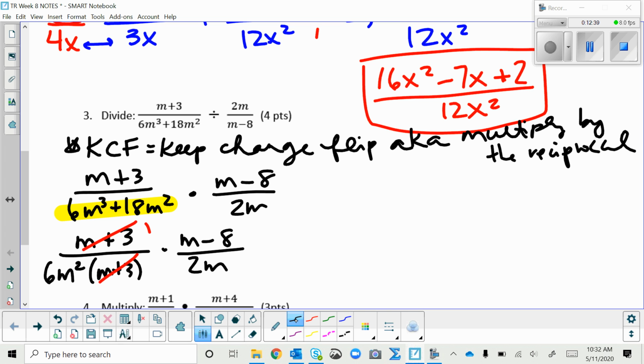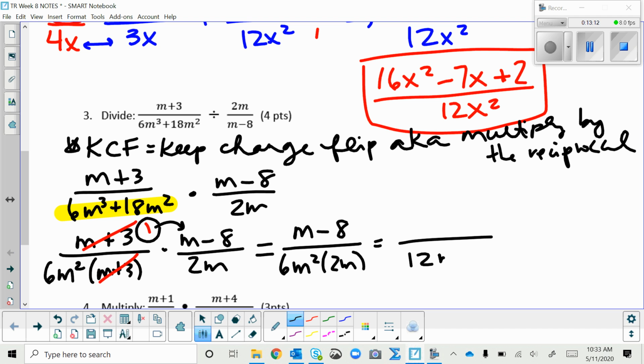And so now that we have taken care of that, we will multiply the 2 fractions. When you multiply fractions, you multiply across the top and across the bottom. So we have this 1 now times this m minus 8. Of course, multiplying by 1 doesn't change anything, so it's still m minus 8. And then on the bottom, we have 6m squared times 2m, which we can actually multiply. It's 12m cubed, and then we have m minus 8 on top.